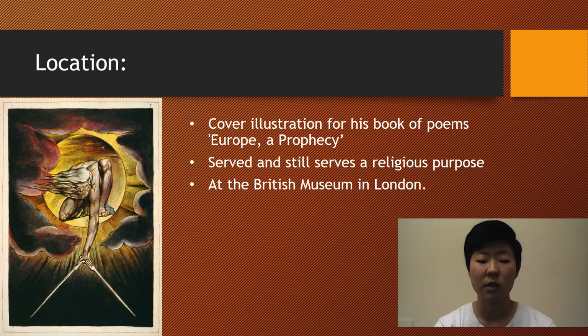The Ancient of Days was actually a cover illustration for his book of poems, Europe a Prophecy, which Blake published. William Blake claimed to have created this alluring image based on a vision he had over a staircase while he was living in Lambeth, London.